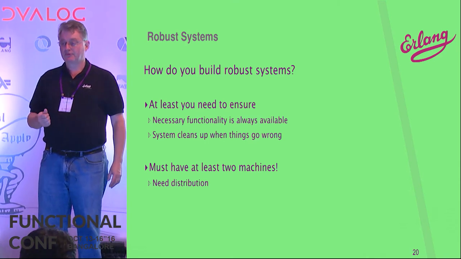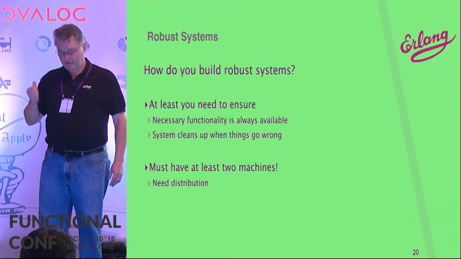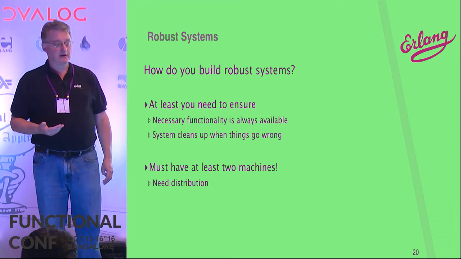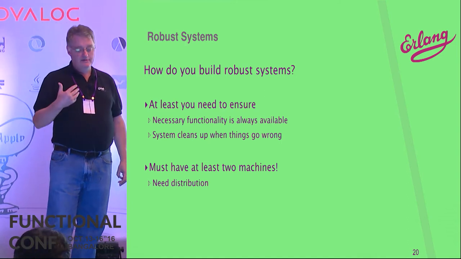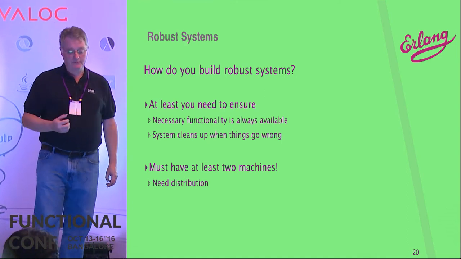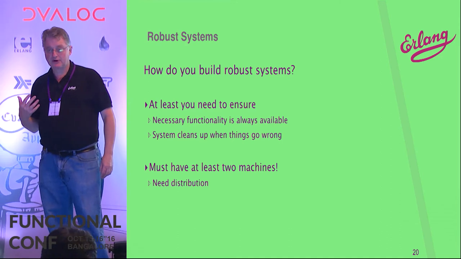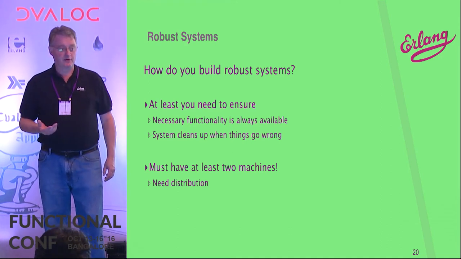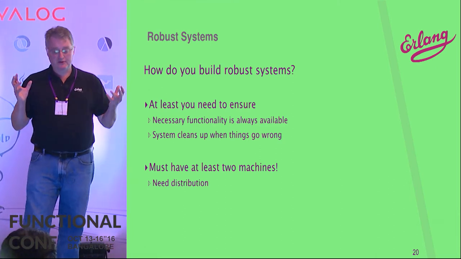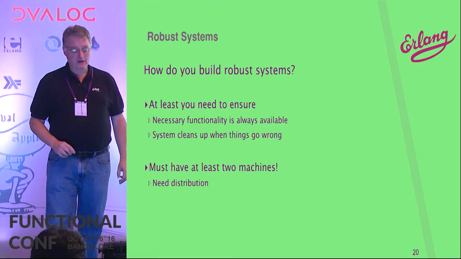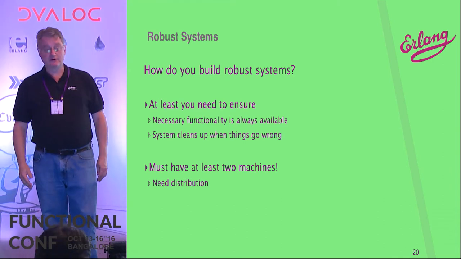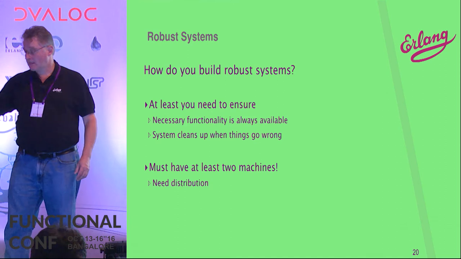There will be parts of the system which always have to be available for the system to be running. So even if you get errors there, that still has to survive. And the system has to be able to clean up when things go wrong. So yes, we might crash processes, but we might have to clean up after that process so the system keeps working. And to be really strict, you need at least two machines. So we need some form of fundamentals of distribution in the system.